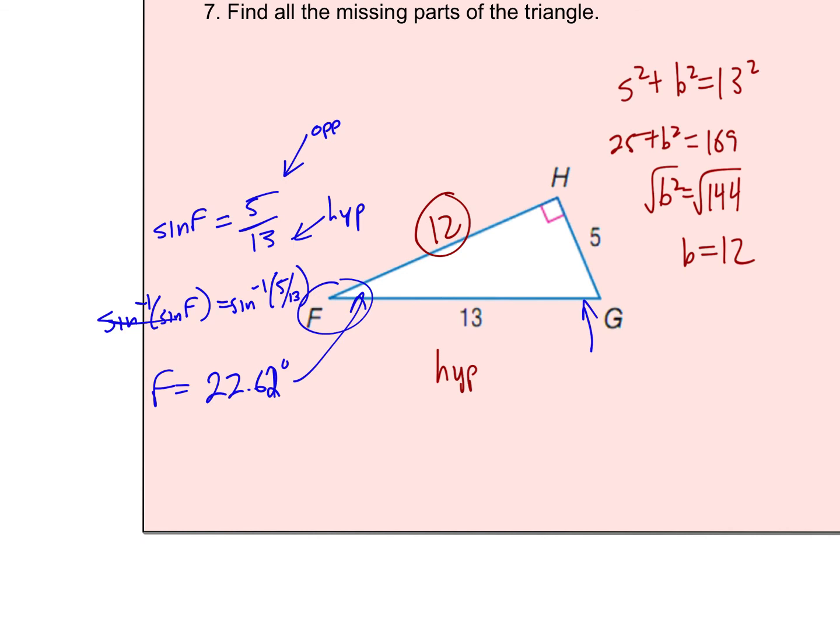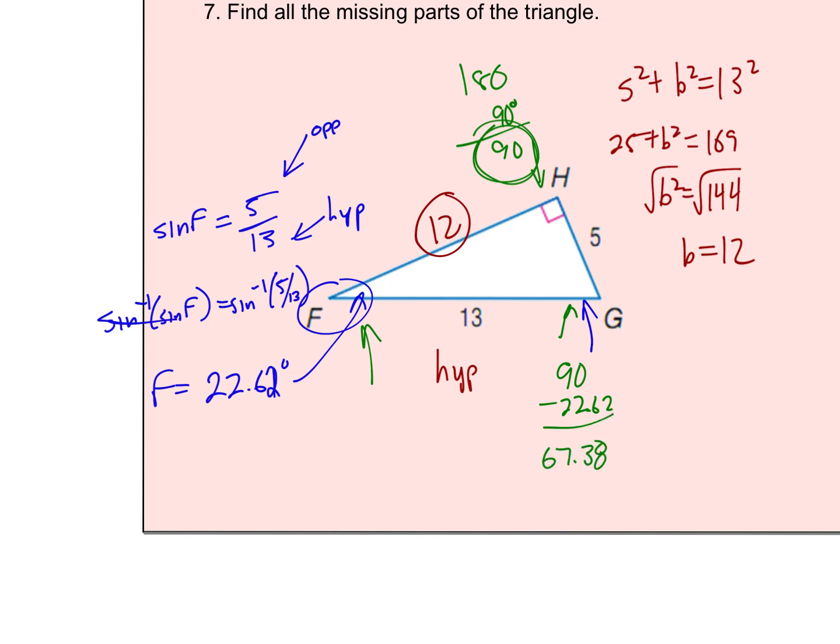To figure out G, all I'm going to do is take 90 minus 22.62. Why do I take 90? Well, I know that a triangle has to add up to 180 degrees, and I know that that is already 90 degrees. So that takes away half my total before I even do anything. So I've only got 90 degrees left to split between here and here. So that's why I know it's got to be 90 degrees. So simple calculation, my answer is going to be 67.38 degrees.